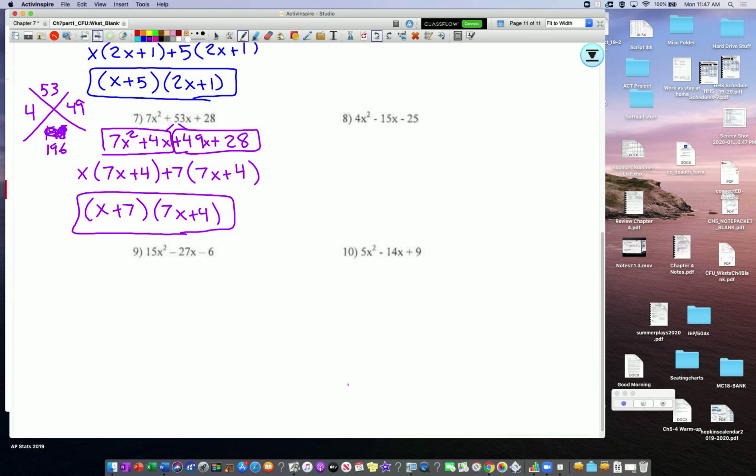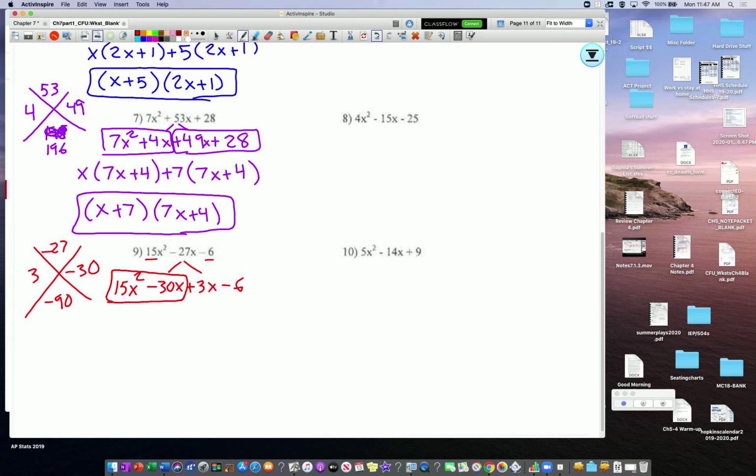We'll just have the review to do next. All right, so 15 times negative 6. Wow, I believe that's negative 90. Has to equal negative 27. 90 is like saying 3 times 30, and I want the 30 to be negative. So I'm going to rewrite this as minus 30x plus 3x. Bring down the 15x squared. Bring down the minus 6.